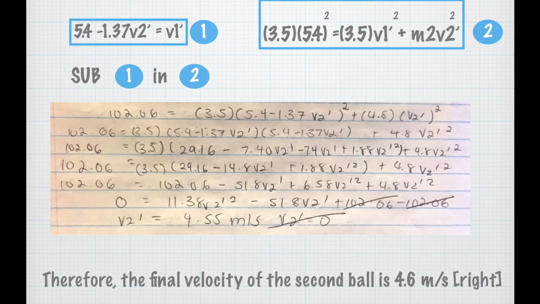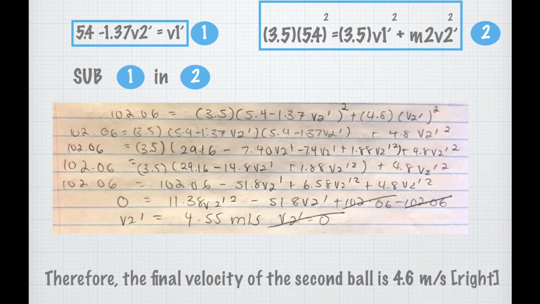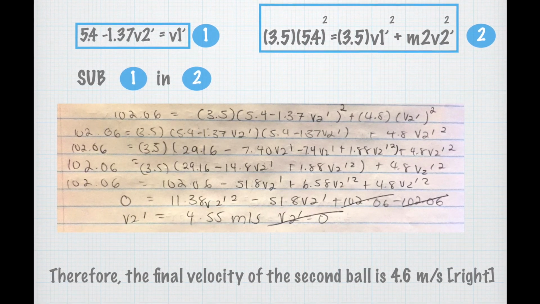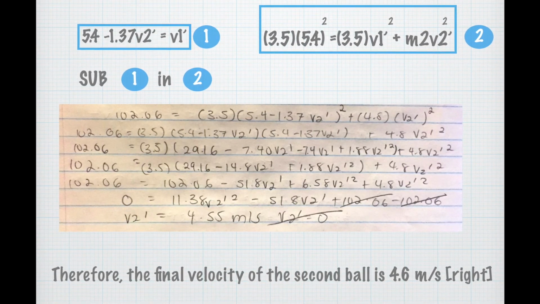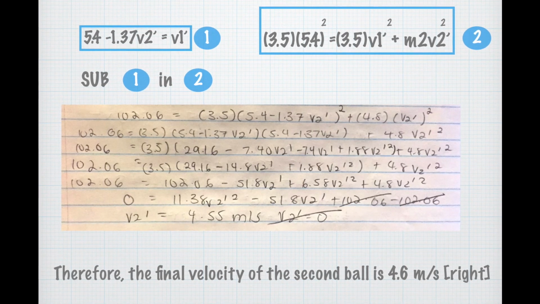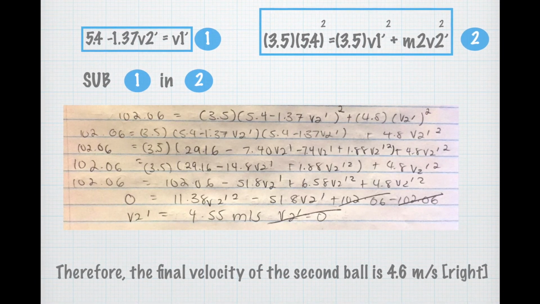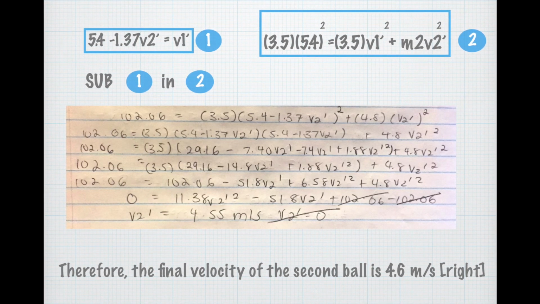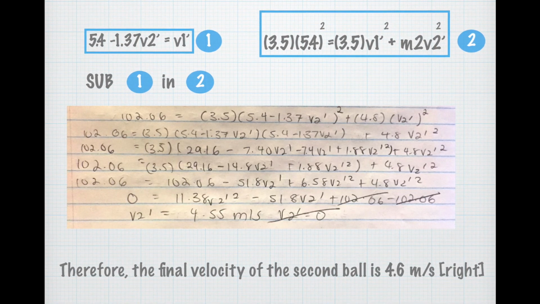And once we use the quadratic equation to solve, we come to find that v2 prime equals 4.55 meters per second and v2 prime equals 0. We can reject the 0 because the velocity is not 0, so we're going to take 4.55 as the final velocity. Therefore, the final velocity of the second ball is 4.6 meters per second to the right.